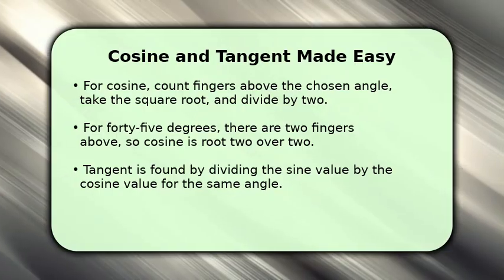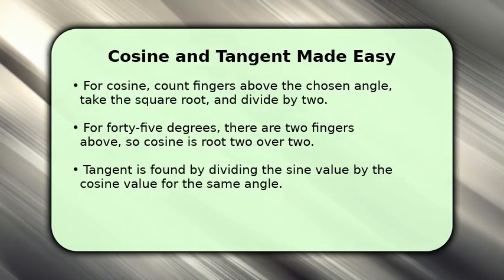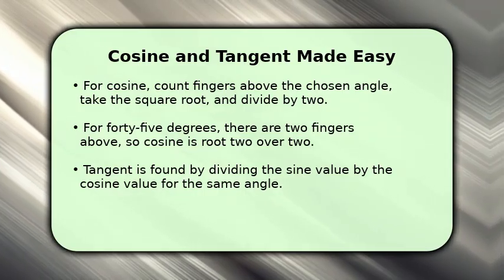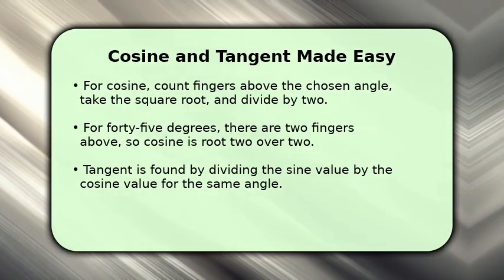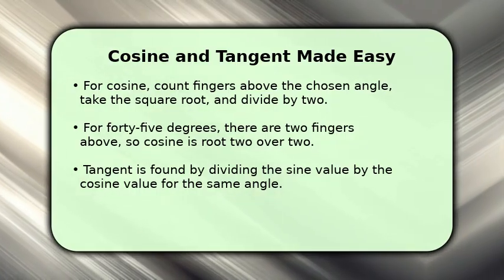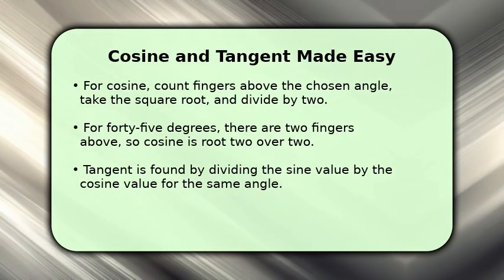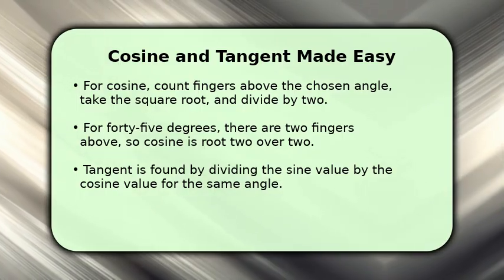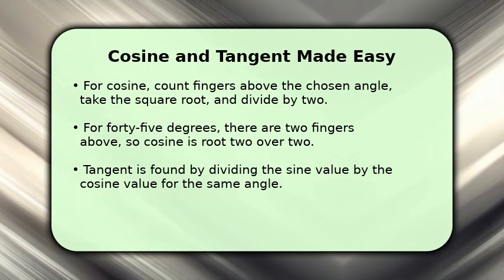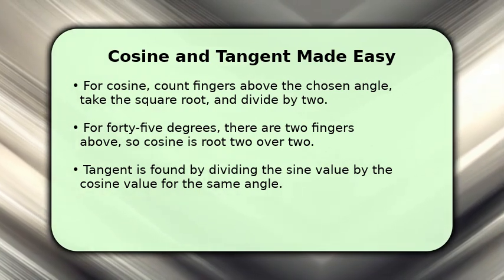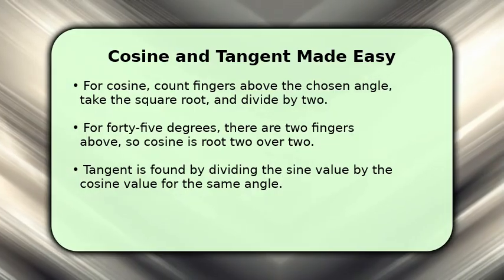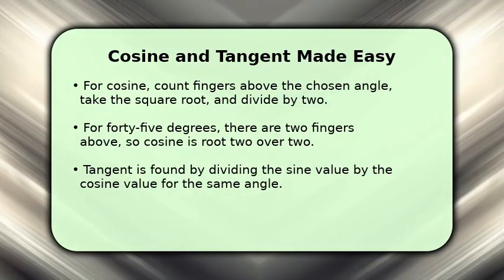Now let's extend our hand trick to cosine. For cosine, you count the number of fingers above your chosen angle. Again, take the square root of that number and divide by 2. For example, for 60 degrees, there is 1 finger above, so cosine of 60 is 1/2. To find the tangent of an angle, simply divide its sine value by its cosine value. This relationship makes calculating tangent straightforward once you know sine and cosine.